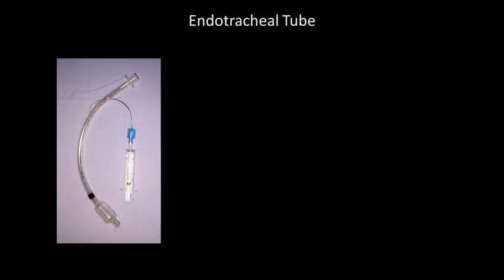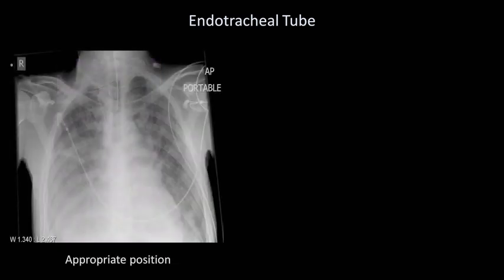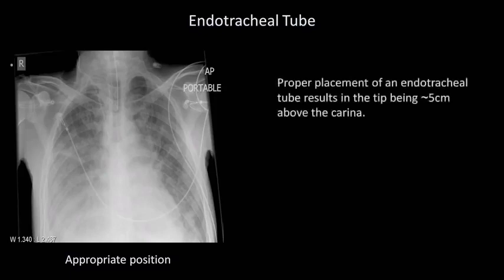Here's an endotracheal tube used to deliver oxygen-rich air and positive pressure during mechanical ventilation. And here's an X-ray of a patient with one inserted into the trachea. Proper placement results in the tip being about 5 centimeters above the carina.